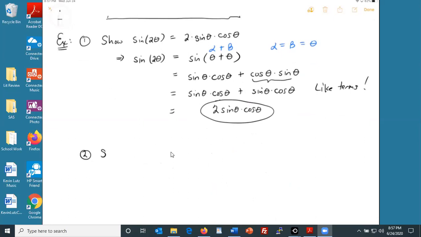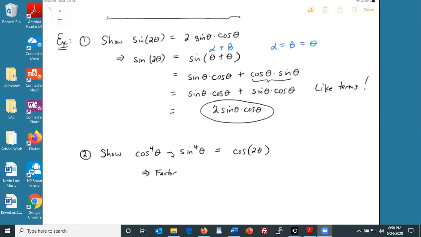All right, so let's go on and do some other problems with these. Let's show that cosine to the 4th power of theta minus sine to the 4th power of theta is equal to just cosine of 2 theta. So remember, the left side is what we're going to simplify. The right side is supposed to be my answer. So what we're going to do is factor the left side.